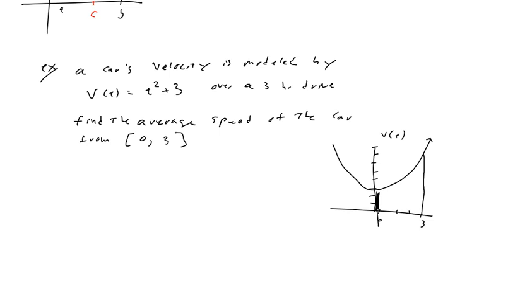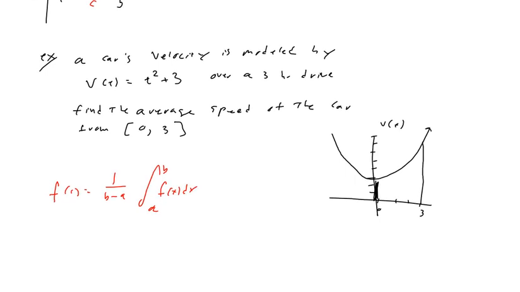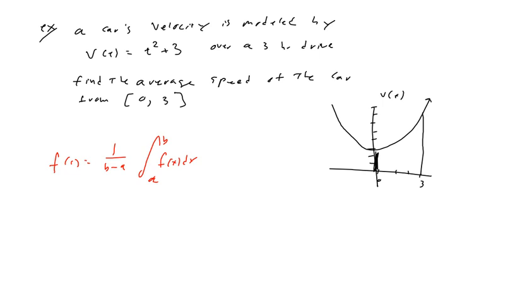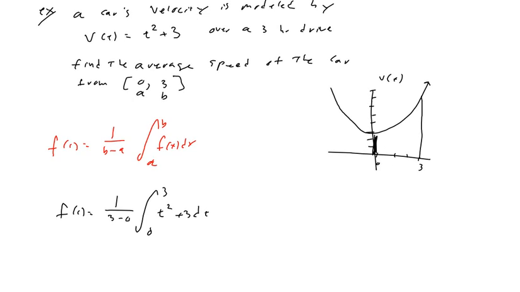So to find that average, we say f of c equals 1 over b minus a, integral from a to b of f of x dx. In this case, our equation is not f of x but v of t, which is the same thing. So f of c is 1 over b minus a. Here's a, here's b. So I'm going to go 1 over 3 minus 0 of the integral from 0 to 3 of t squared plus 3 dt. And this is going to give me the average.